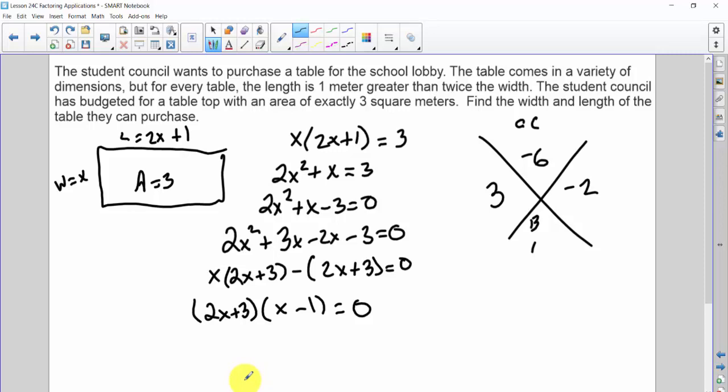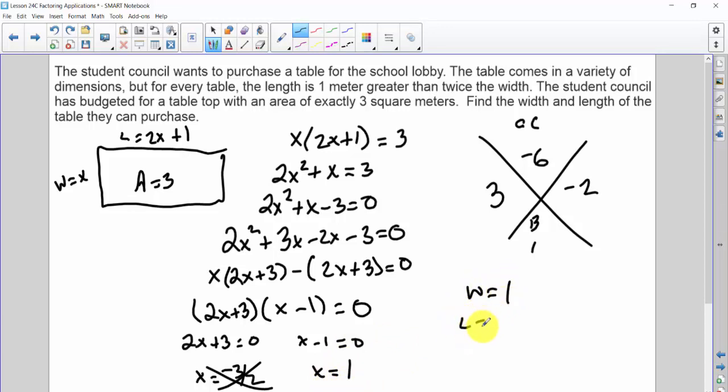Again, let's go and solve these using the zero product principle. 2x plus 3 equals 0. X equals negative 3 halves. And x minus 1 equals 0, so x equals 1. Again, it doesn't make any sense to have a negative value for a dimension. So I know x equals 1, therefore the width is 1, and the length is 2 times 1 plus 1, or 3. So the table's 3 by 1.